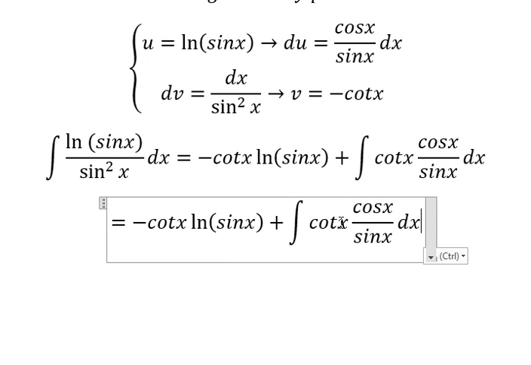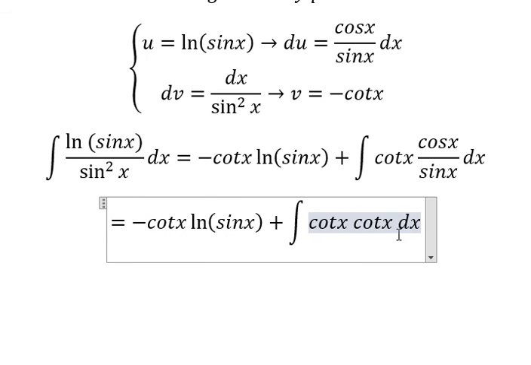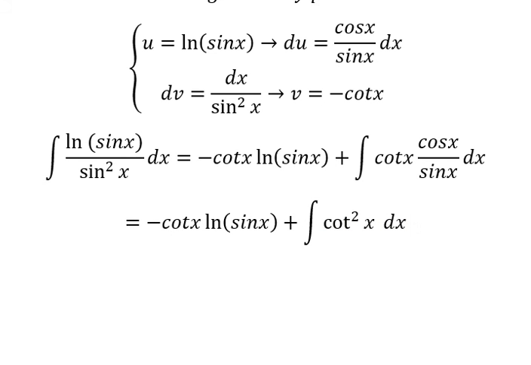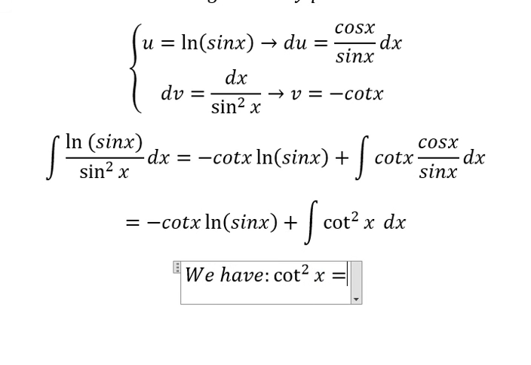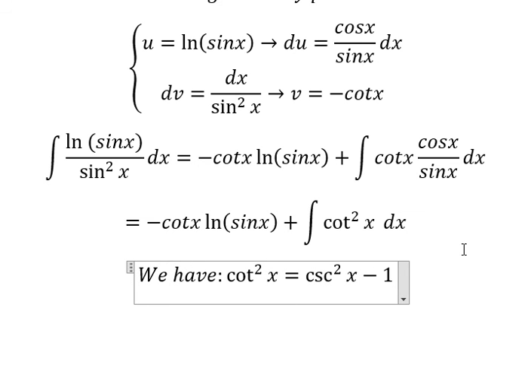So we know that this one is cotangent x. Cotangent x with cotangent x, we have cotangent x squared. Next, we have the second formula here. We know that cotangent x squared is cosecant x squared minus 1.